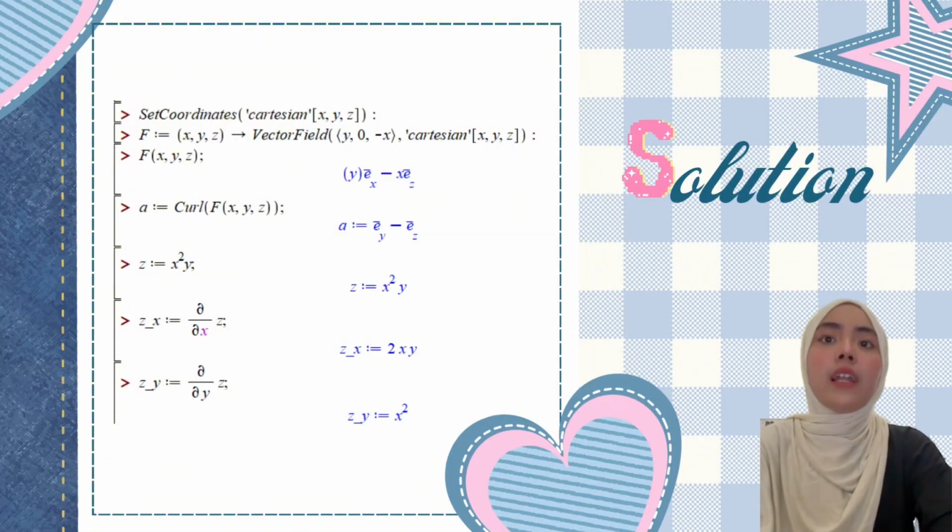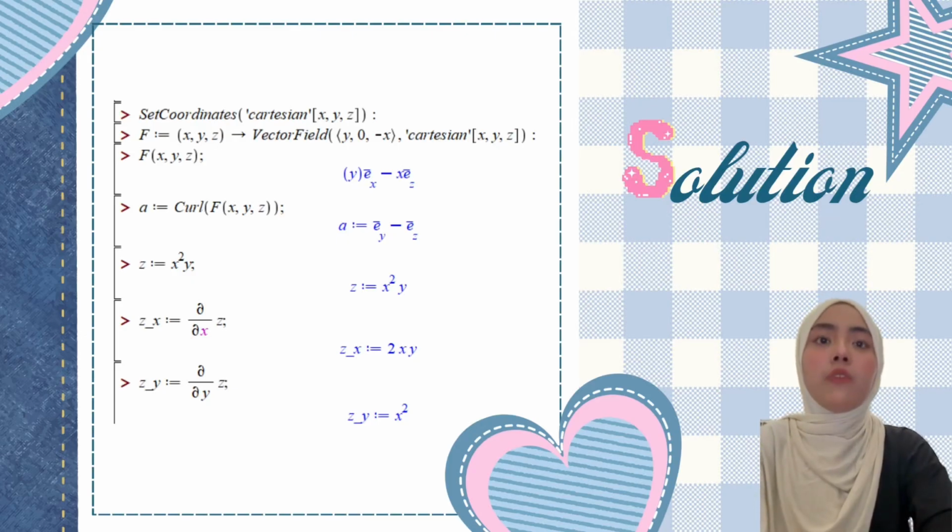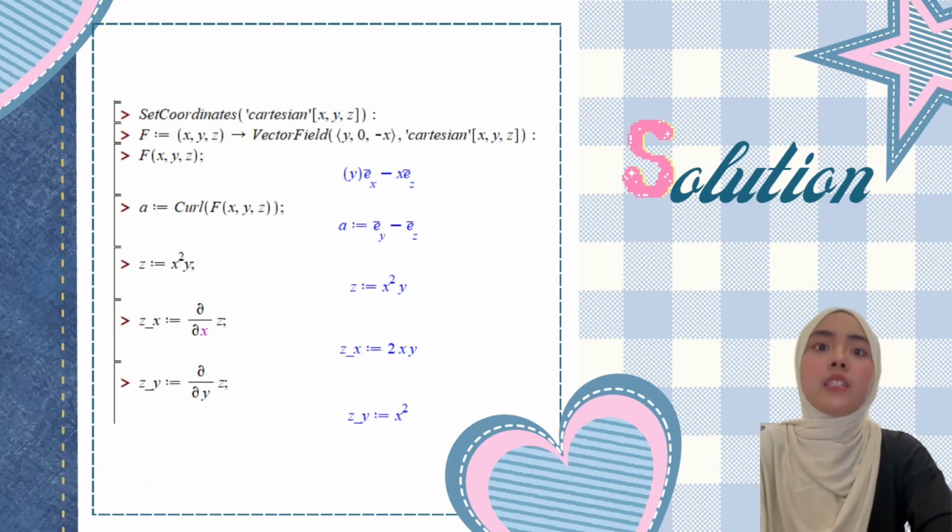Next, we define a scalar function, z equals x squared y. We compute its partial derivatives with respect to x and y. The partial derivative of z with respect to x is 2xy. The partial derivative of z with respect to y is x squared. This step is useful to understand gradient components and changes in the scalar field.